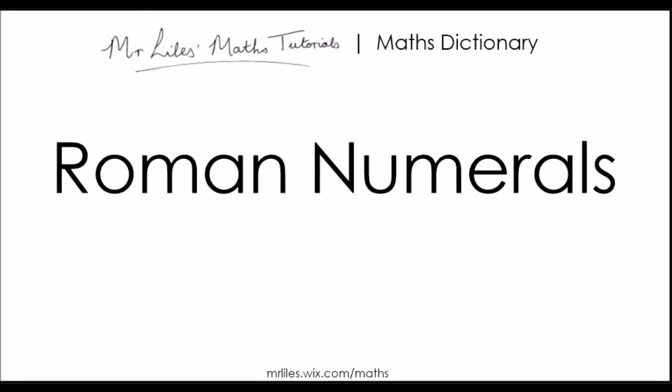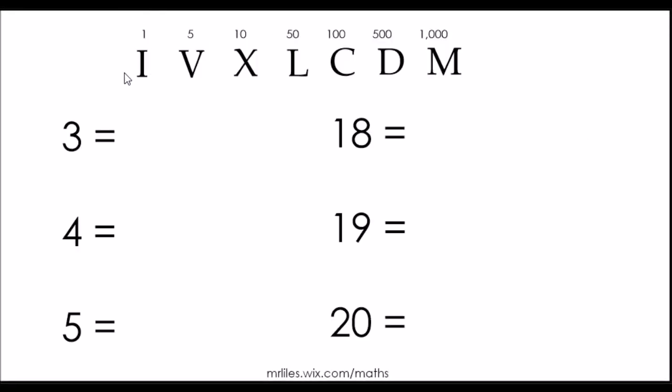Roman numerals. Roman numerals are a set of letters that represent different numbers, and they are used slightly differently to how we use our own numbers. So to make a 3, there is no Roman letter or numeral for 3, so you need to make 3 by using 3 ones. 1 plus 1 plus 1 makes 3.